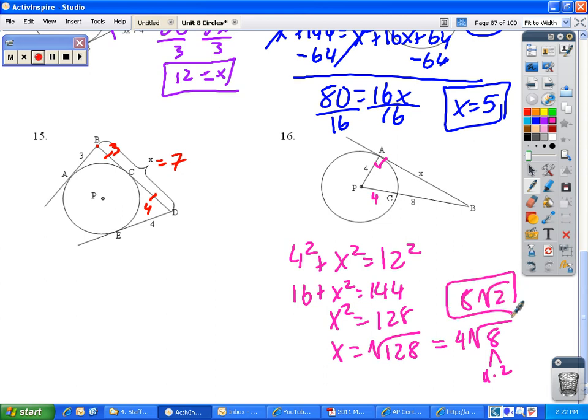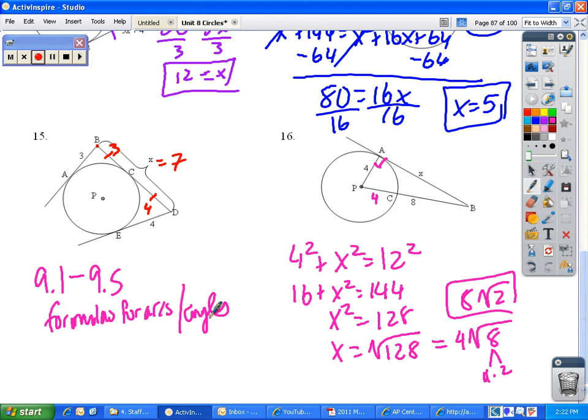64 went into 128. Okay, just to remind you, I know it's not on the review sheet, but things that are on the review sheet that we haven't talked about, your review sheet, your test is from 9.1 to 9.5. So we need to know all the formulas for arcs and angles, and then also all the formulas for secant and tangent segments, and they are all in your packet. And good luck!